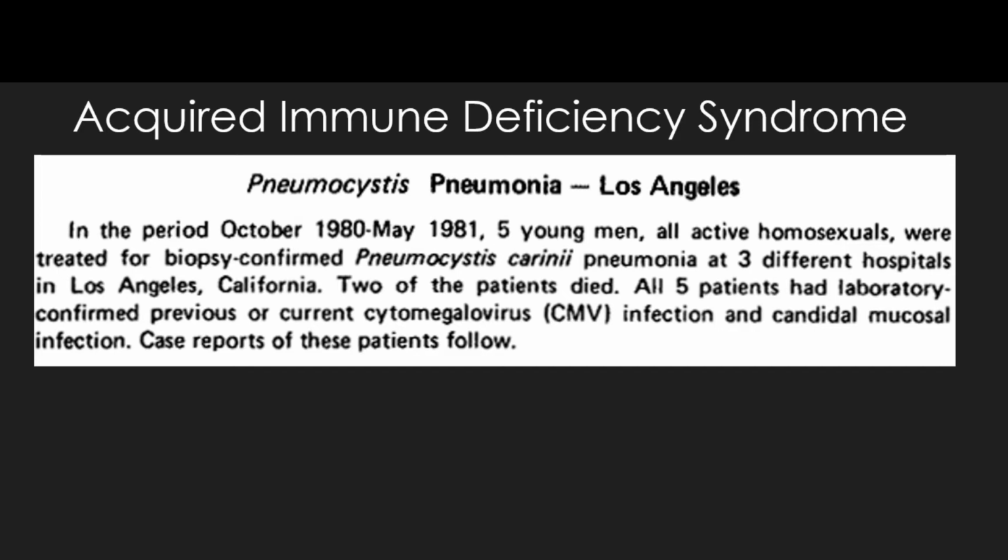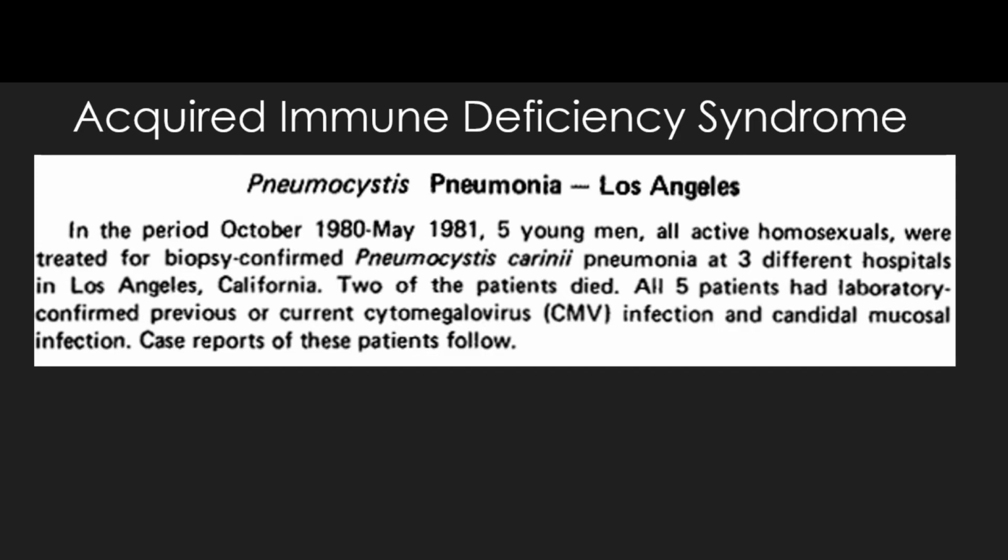The fact that they were treated for biopsy-confirmed pneumocystis carinii pneumonia raises serious red flags for public health officials, because prior to 1980, the only population with a significant number of pneumocystis carinii pneumonia cases were pediatric oncology wards. Kids that had undergone chemotherapy to knock out cancer then became susceptible to this pneumocystis carinii pneumonia. So pneumocystis carinii pneumonia is an indicator of immune system failure.